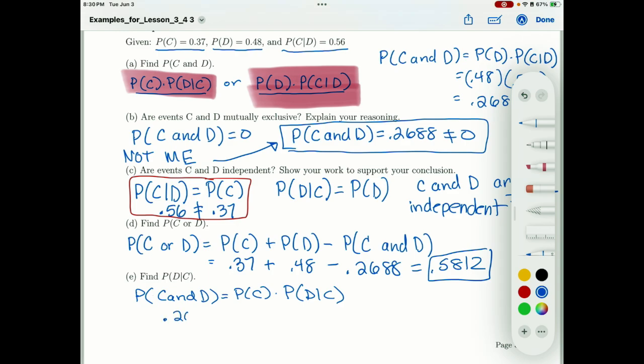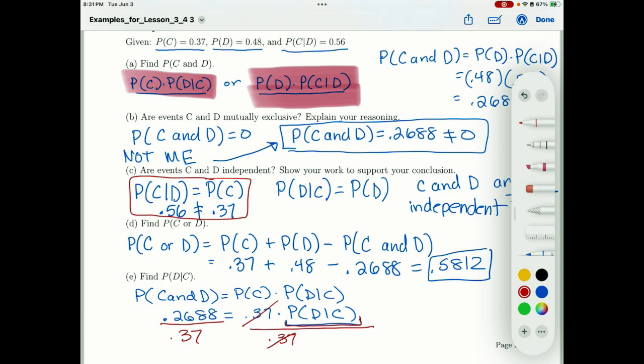We know what the probability of C and D is. We found that in part A. That is 0.2688. I can also fill in my probability for C. The probability of C is 0.37. And then this is multiplied by the probability of D given C. This is what we're looking for. We have 0.2688 is equal to 0.37 times what we're looking for. So we just need to divide both sides of the equation by 0.37.